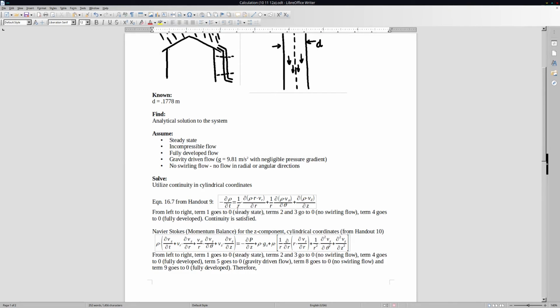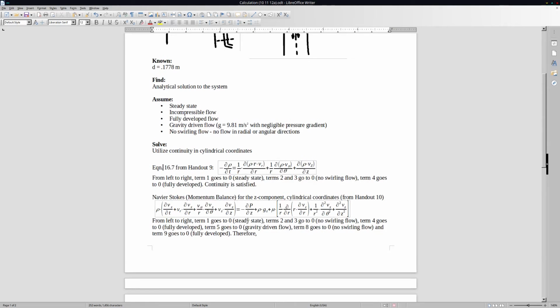So this first term is going to go to 0 because it's steady state, so nothing is going to vary in time. The second term is going to go to 0 because there's no swirling flow, so there's no radial velocity. This third term is going to go to 0 because, for the same reason, there's no angular velocity, no swirling flow. And this final term is going to go to 0 because it's fully developed, so the flow does not vary with z. Therefore, continuity is satisfied.